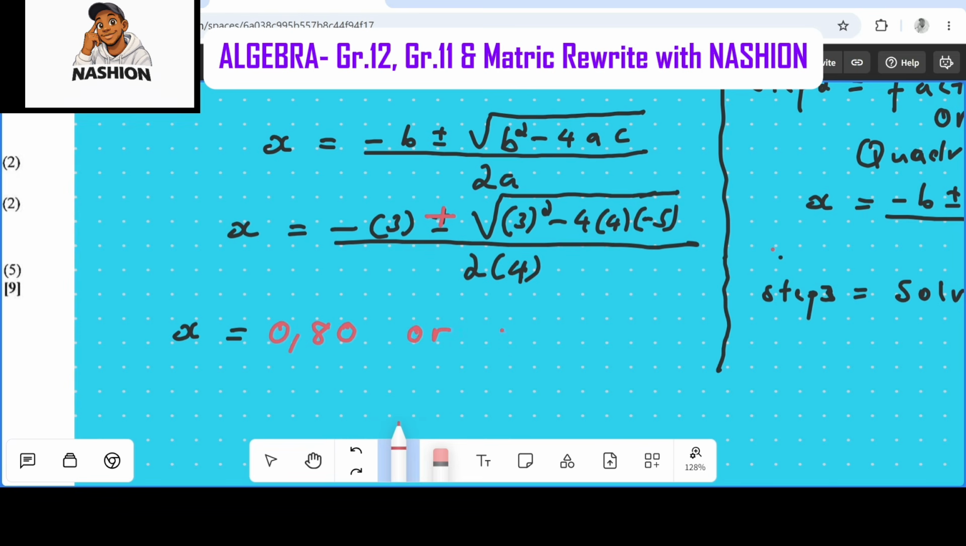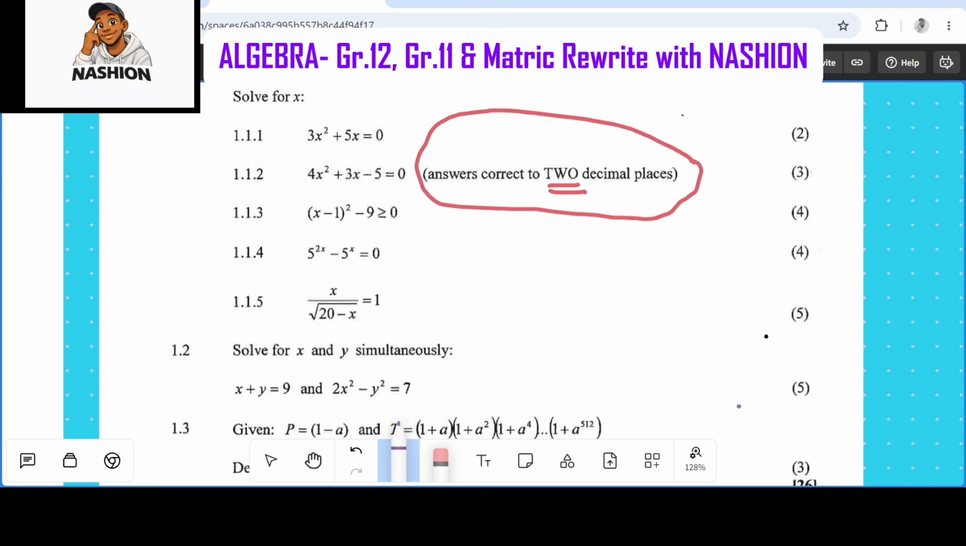Or the other x value is going to be negative 1,55. That's after rounding off correct to 2 decimal places. And checkmate. Next, this question was quadratic. This one was quadratic. So let's do question 1.1.5.